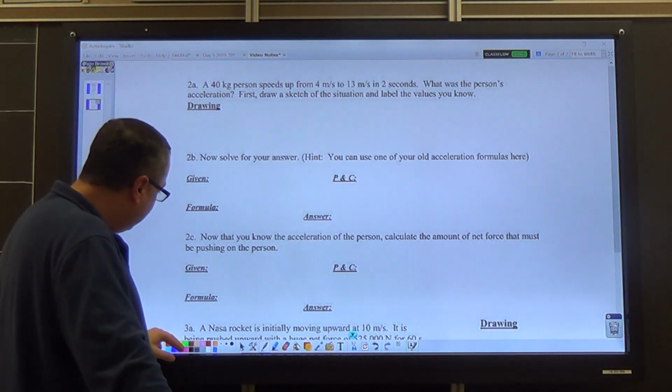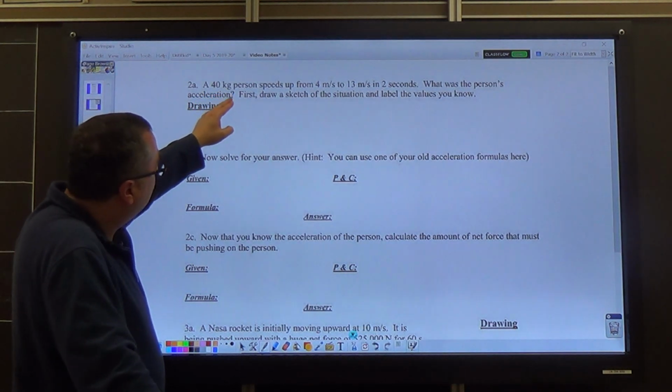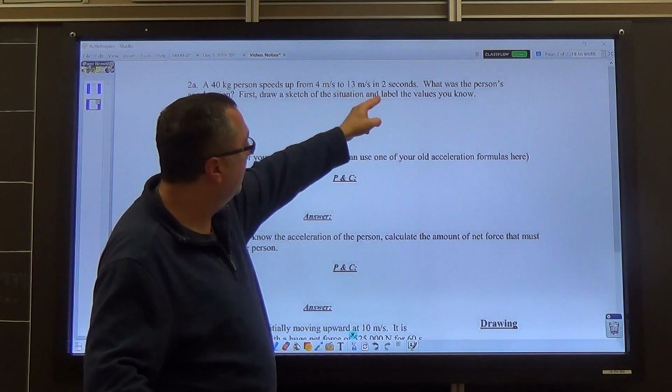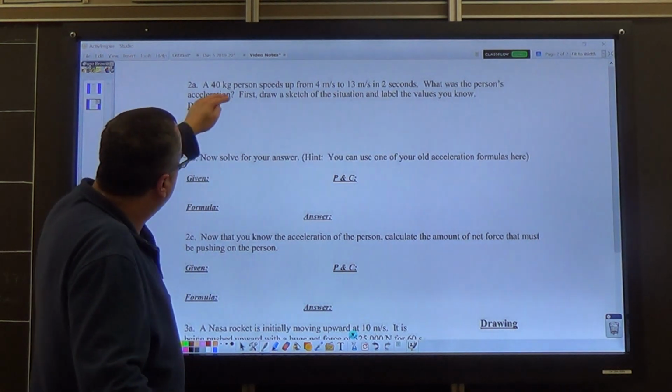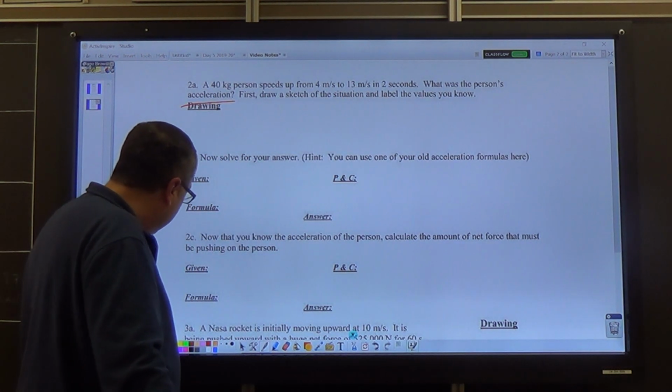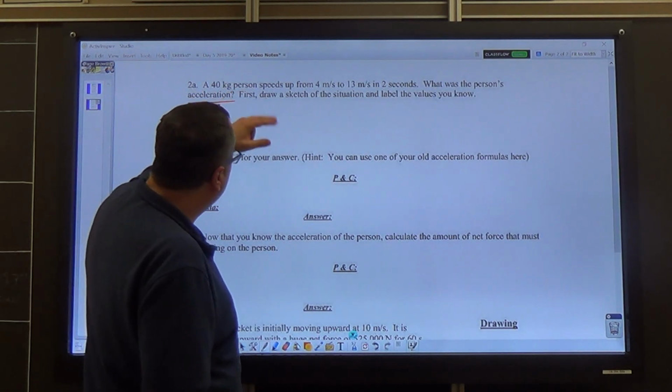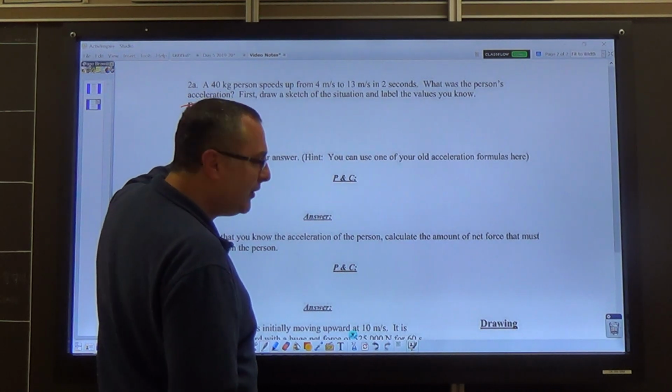So what we have here is a 40 kilogram person. They go from 4 meters per second to 13 meters per second, and they change that speed in 2 seconds. We'd like to know the person's acceleration. Now again, I'm not going to spend a lot of time making this really artistic, so even though it's a person, I could draw a stick figure. I'm just going to stick with my boxes.